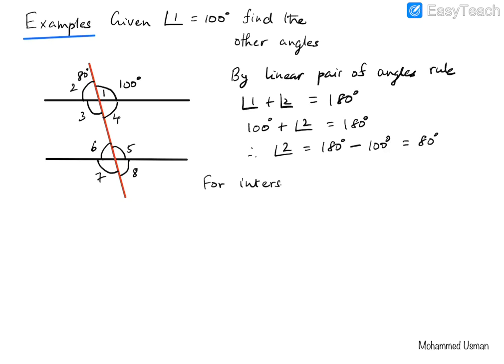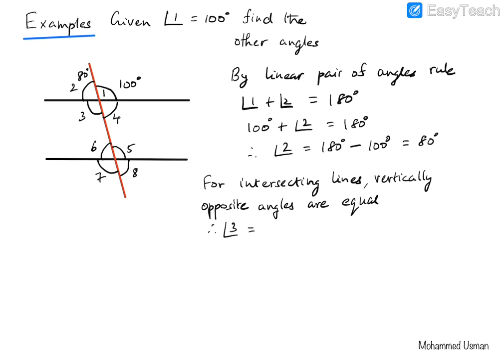For intersecting lines, vertically opposite angles are equal. So therefore, we can say angle 3 is equal to angle 1 and angle 4 is equal to angle 2.